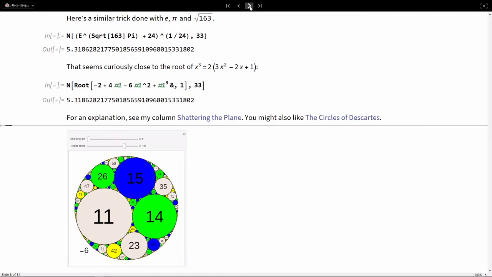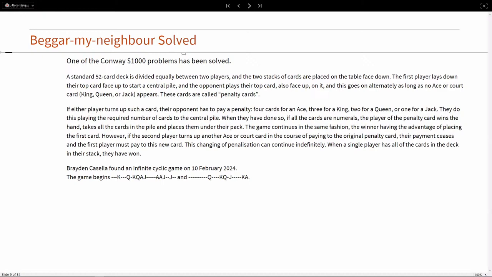As something I mentioned last week, the beggar-my-neighbor problem has been solved, where you have a deck of cards and you're basically playing war with each other, and each time an ace, king, queen, or jack comes out, there's a penalty of four, three, two, or one cards. And the question has been for about 100 years whether this game ever runs into a cycle or does it always end? And just last month, it's been shown by Brayden Casella that the game can go on forever with this particular starting arrangement. So that problem has now been solved.